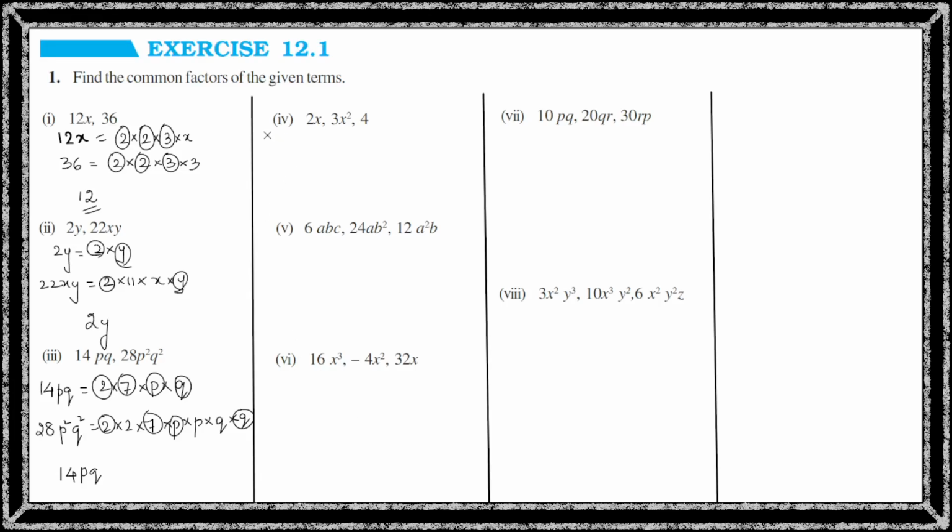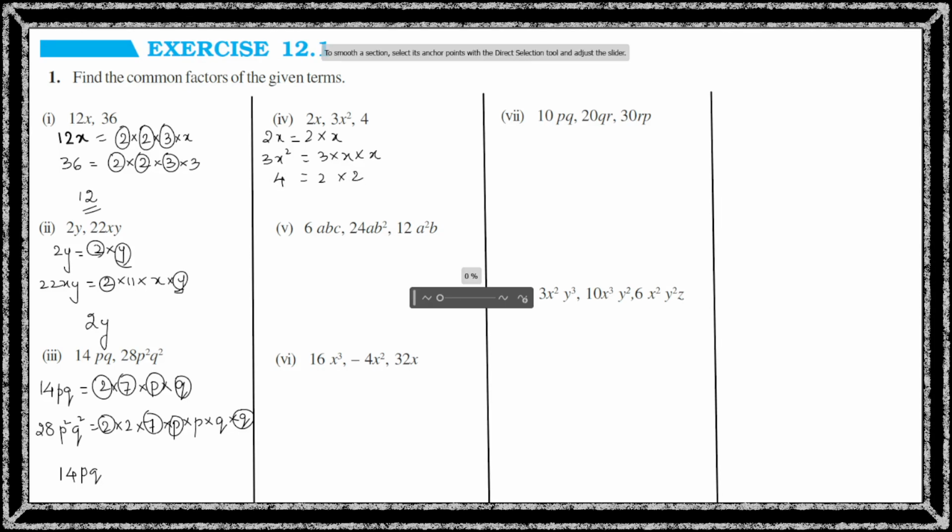Next, here I have 3 terms. 2x is simply 2 into x. 3x square is simply 3 into x, and 4 is 2 into 2. Is there anything common between all these terms? You have to check. You can clearly see that there is nothing common because there is no 2 in 3x square. There is no x in 4. So there is nothing common. That means the only common factor is 1.